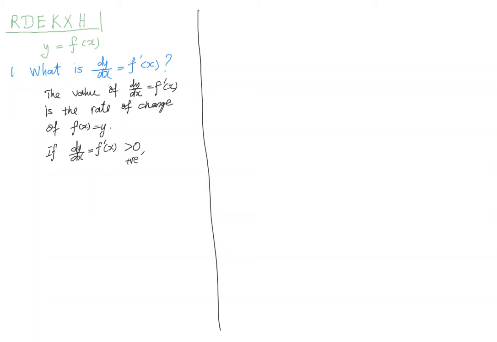If my value of dy dx, say at point A, f prime A is positive, so what does that mean? How do you interpret that? Gradient is increasing? No. The gradient is positive. This means the gradient is positive. So what does that mean?